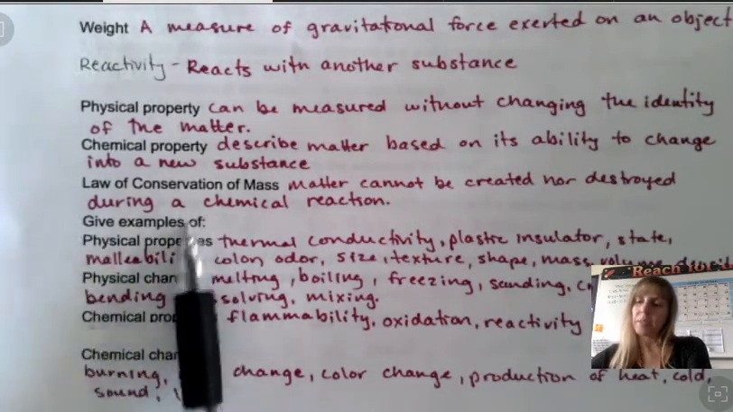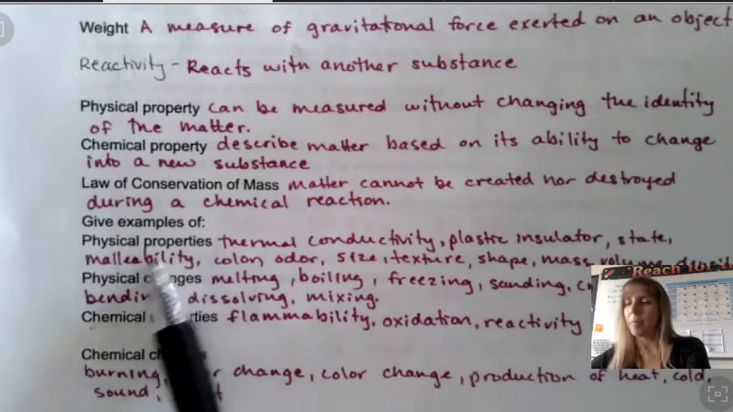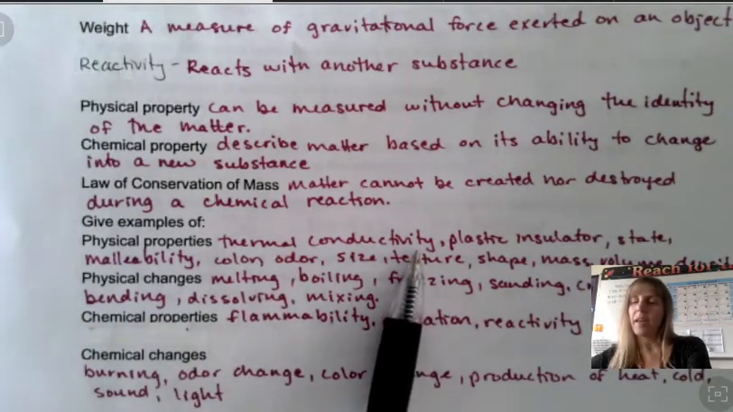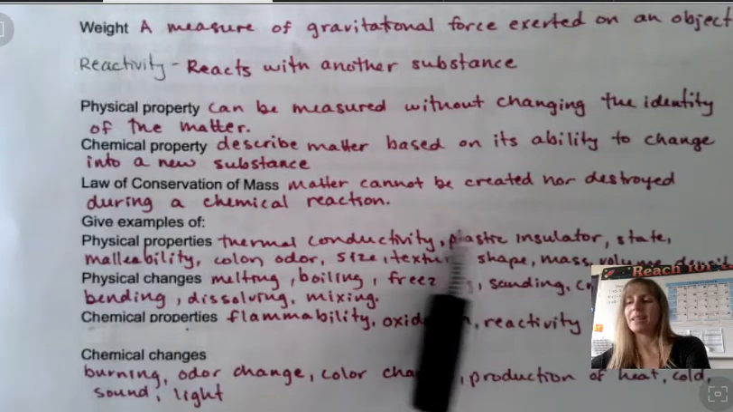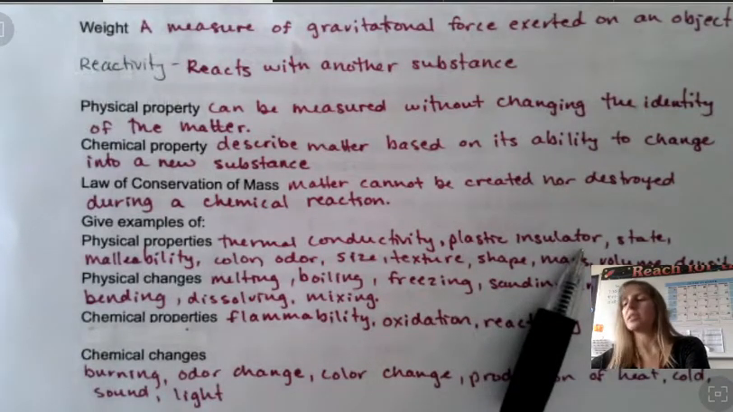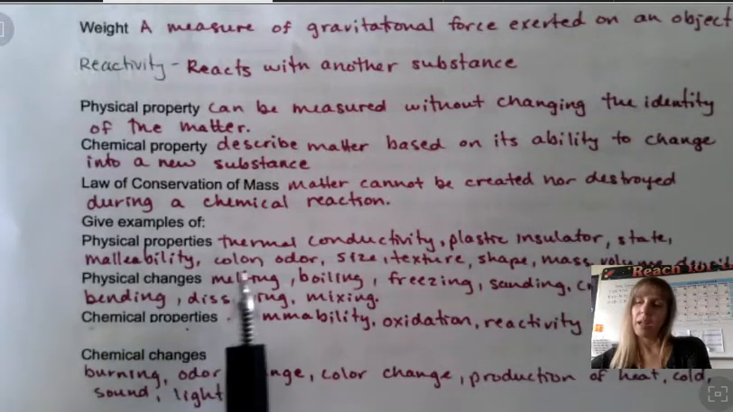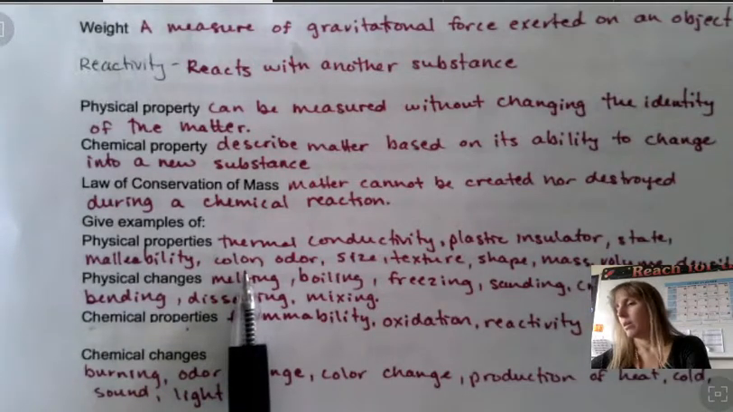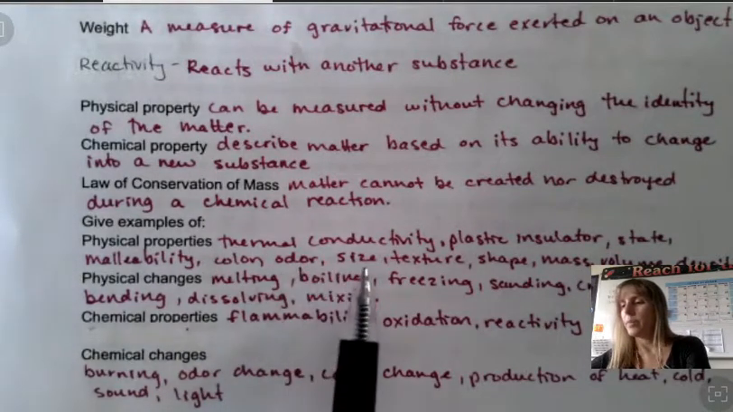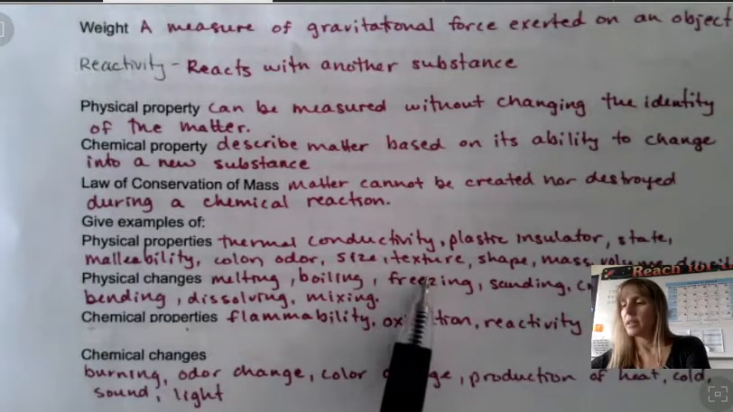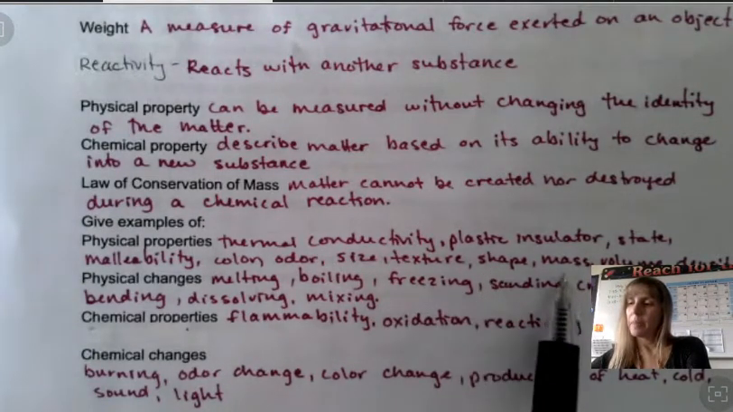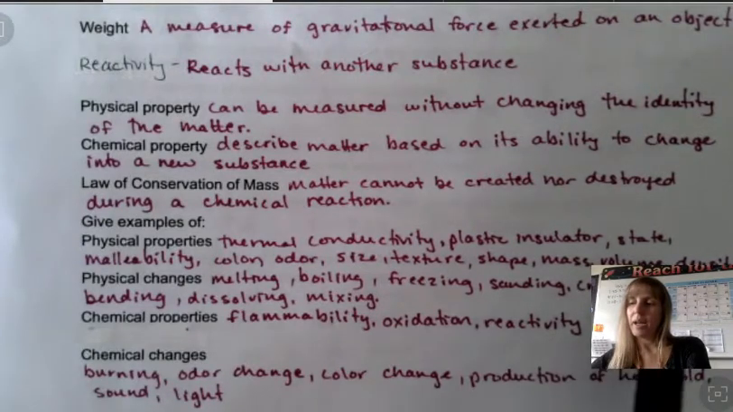Be able to give examples of physical properties. Some of those physical properties might be thermal conductivity. That also means it could be a plastic insulator, which doesn't allow heat to pass through it, right? So an insulator or a conductor. State, malleability, color, odor, size, texture, shape, mass, volume, density. Those are all ways to describe matter.